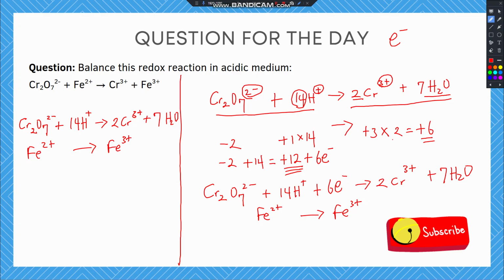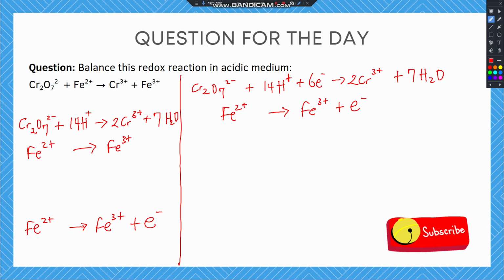So now that we have that out of the way, before we even go to the next rule, remember we need to balance charges for the second equation. Now the second equation has a charge of +2 on the left hand side and +3 on the right hand side. So we need to add just 1 electron to the right hand side to make the charges balanced. So the second equation becomes Fe²⁺ yielding Fe³⁺ + 1 electron. So now that we have that done, let's move on to the next step.